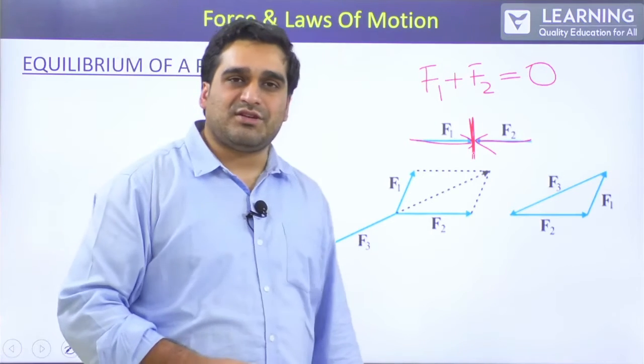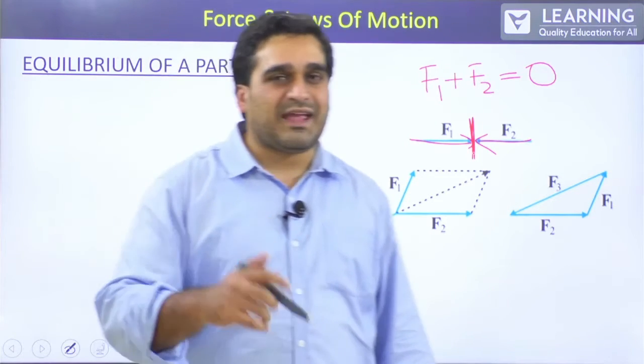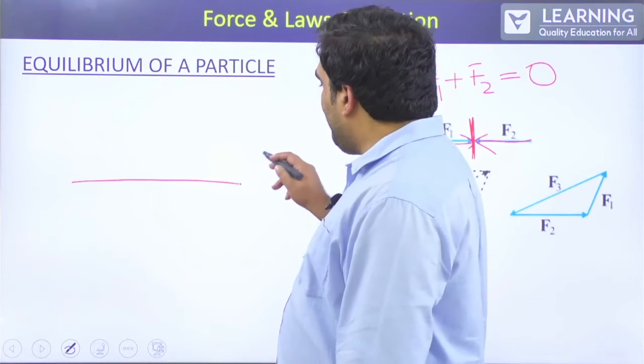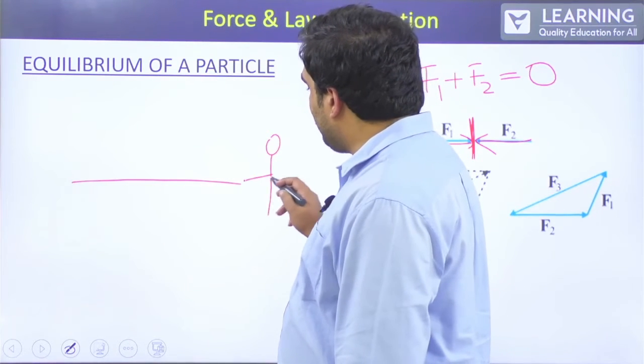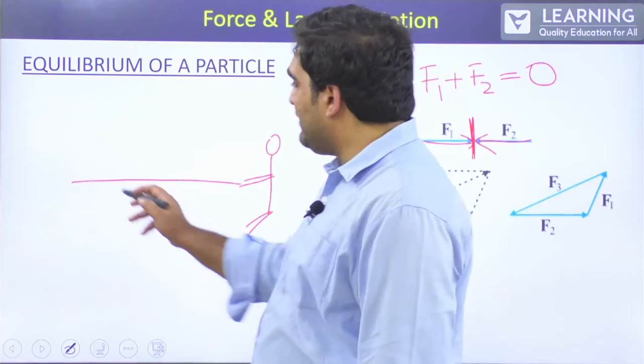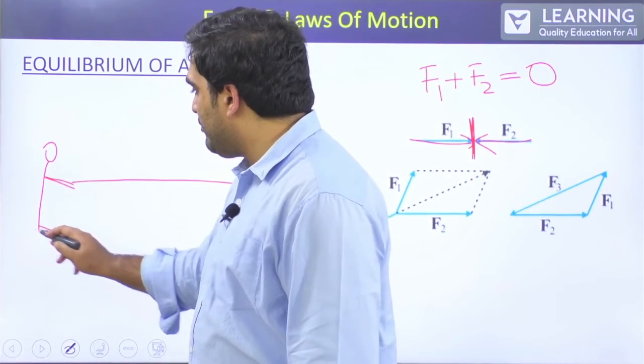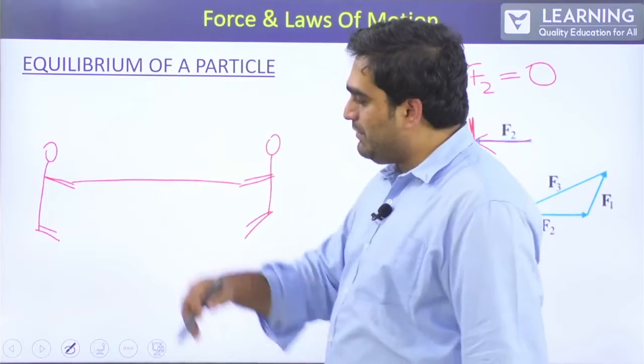Where else have you noticed this type of forces that cancel out? Tug of war. In a tug of war, you have two teams that pull the rope on either end. So you have one team pulling the rope on this end, and the other team on the opposite end.